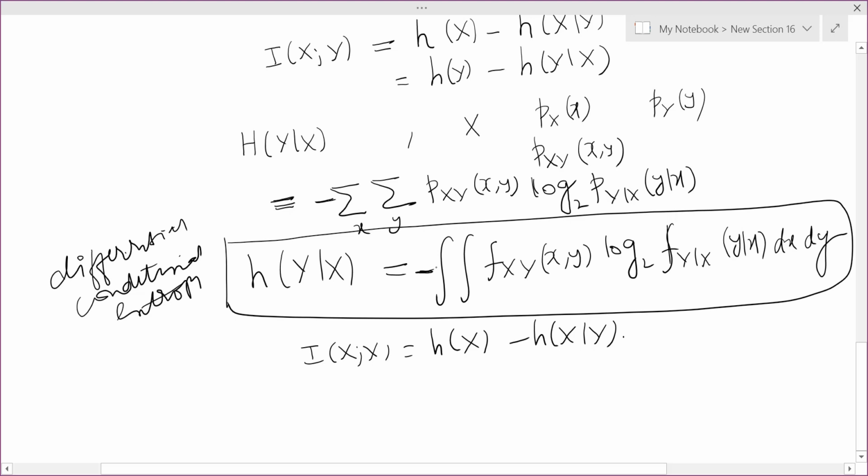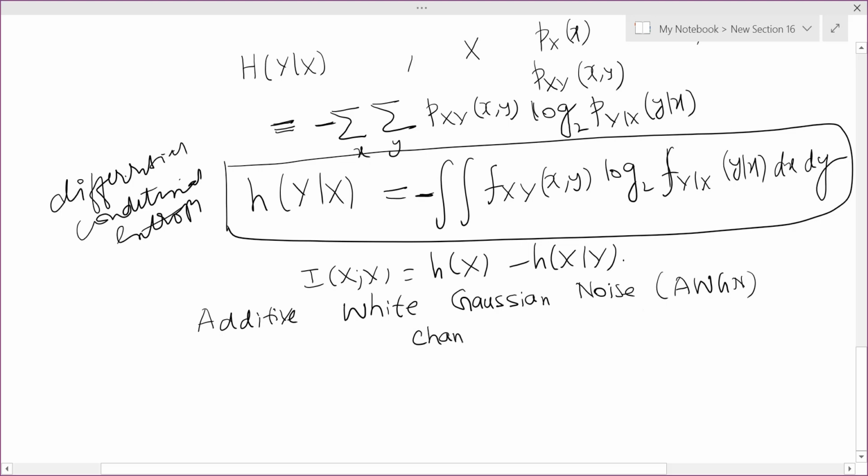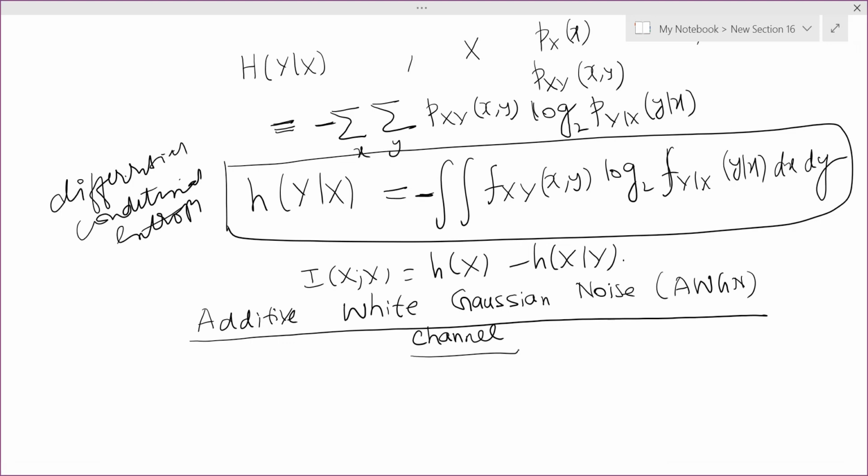Now we will introduce a very important and most practical channel model, which is called the additive white Gaussian noise channel, also called the AWGN channel. This will be a very important model, not only for this information theory part, but also for our next topic, which is about bit error rate computations. So it is very important to understand it.